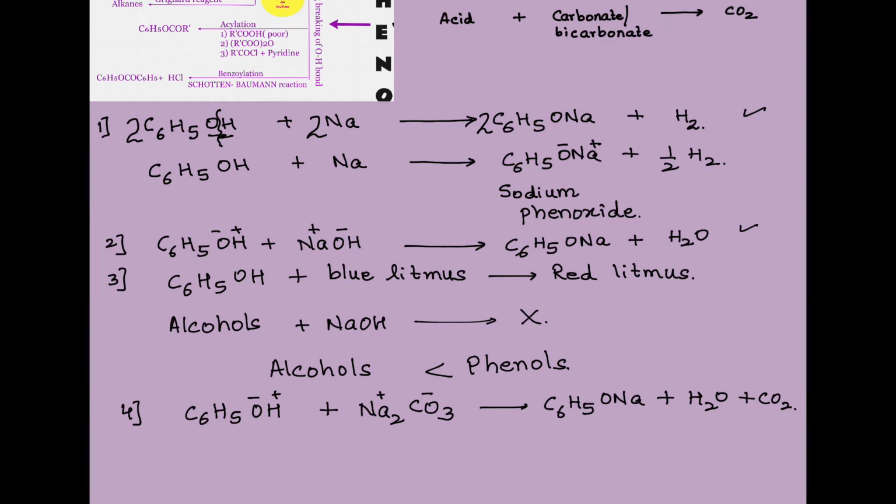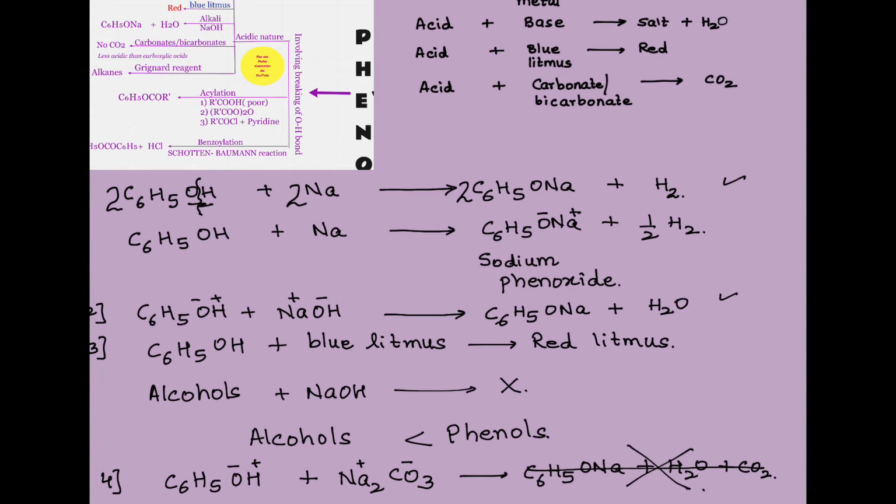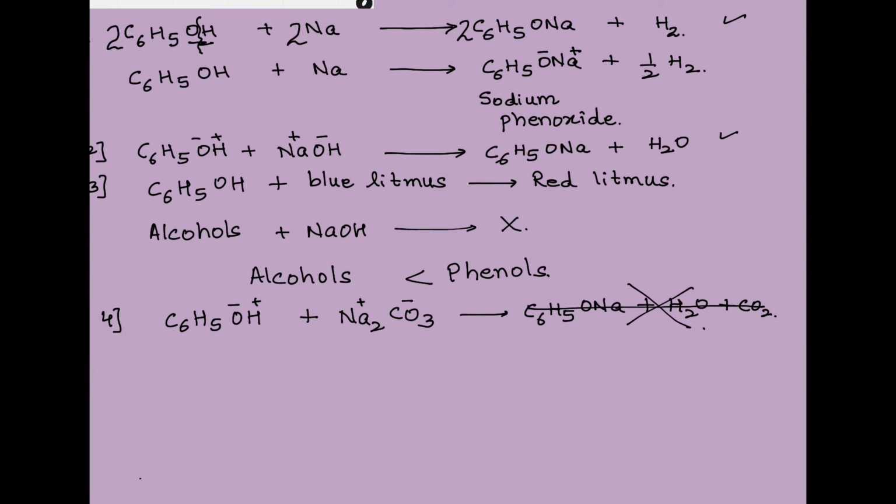Sadly, this reaction does not take place. What does this mean? See, if it is an acid, it should react with carbonate and bicarbonate to give us carbon dioxide. But because this reaction is not taking place, that means phenol is not strong enough to replace the carbonate ion or cause the liberation of carbon dioxide from its compound. In other words, my phenol is less acidic compared to carbonic acid.